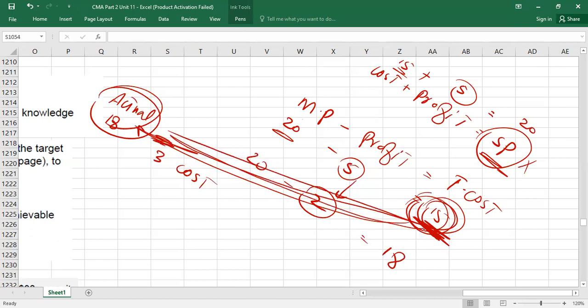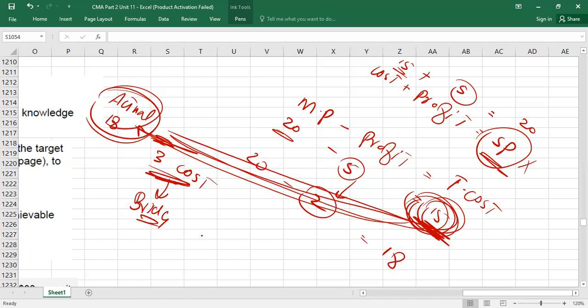The gap is what? Target cost was 15. You should have completed your product within $15, but actually you are consuming $18 to complete the product. It means there is a gap of $3. This gap you need to bridge now. How will you bridge it? Maybe you need to do some value engineering of the product. What is value engineering? I'm explaining.